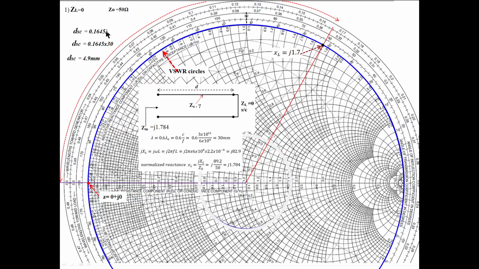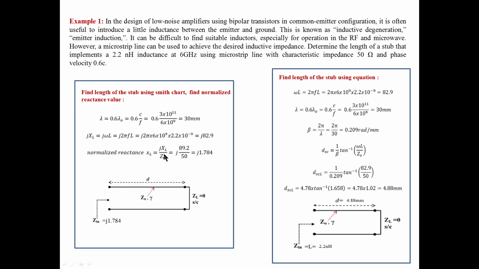So multiplying this lambda with this value, we get 4.9 mm. So what is the length here? 4.9 mm, to get a normalized reactance of 1.784. That means 2.2 nanohenry. Our value is a 2.2 nanohenry inductor.